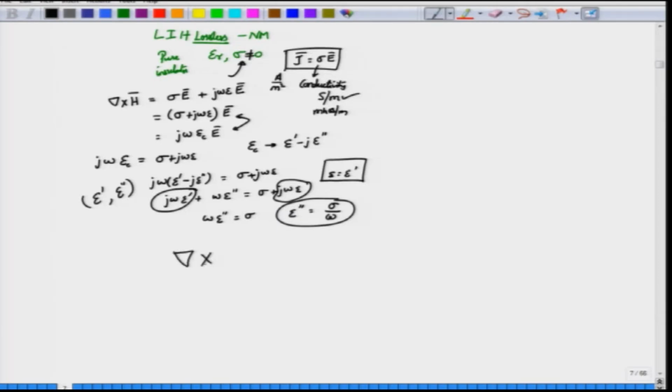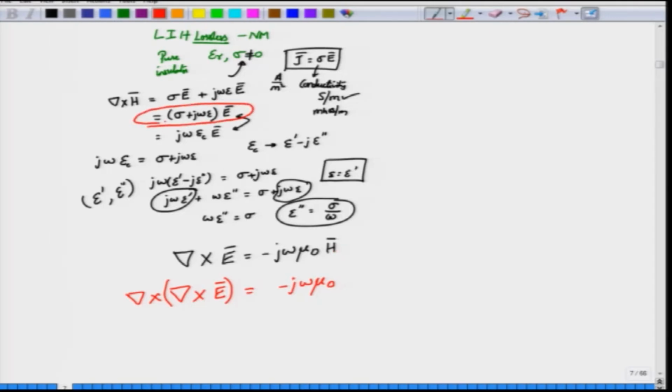So I have del cross E equals minus j omega mu naught H as before. So there is no change in this one, and now I will take the curl of this electric field again. So this would be curl of the curl of the electric field, that should be minus j omega mu naught, and then I will end up with del cross H, which as I have seen can be written as sigma plus j omega epsilon times E, or equivalently I can write this as j omega epsilon c times E.